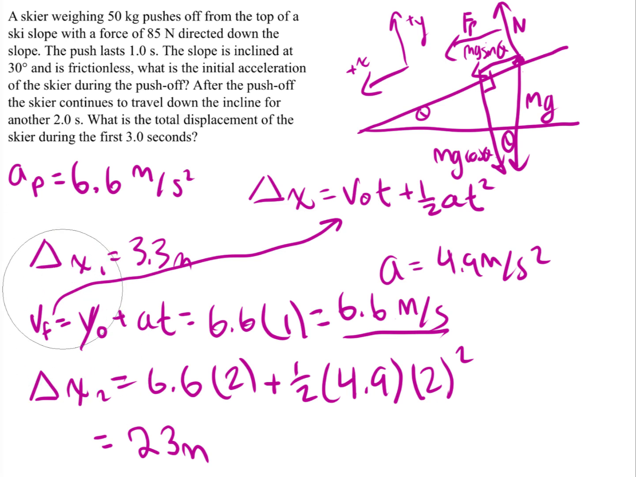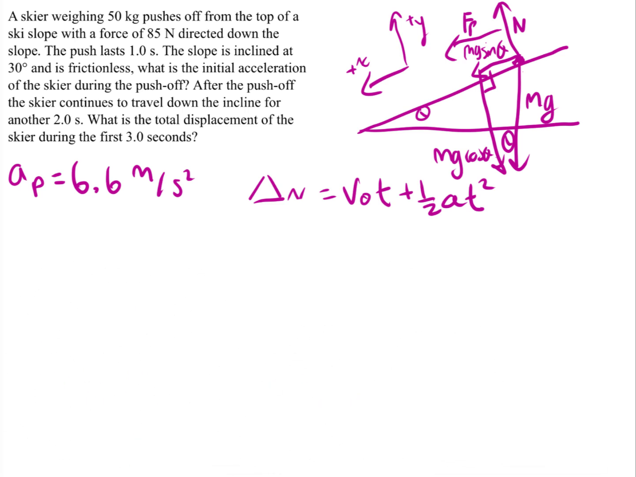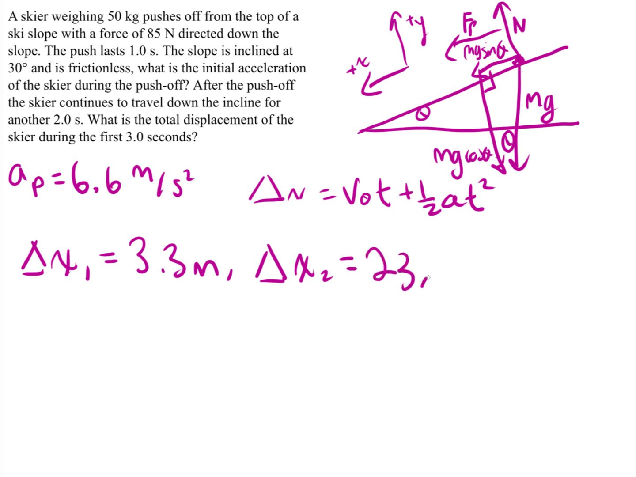So now we have both of our displacements necessary to figure out the total displacement. We found that the displacement during the first second is equal to 3.3 meters, and the displacement during the latter 2 seconds, or the displacement during the second part, is equal to 23 meters. So the total displacement is simply the displacement from the first second plus the displacement from the second and third seconds. So it's the displacement from the first stage when he is pushing plus the 2 seconds after where he lets gravity take over to accelerate him.